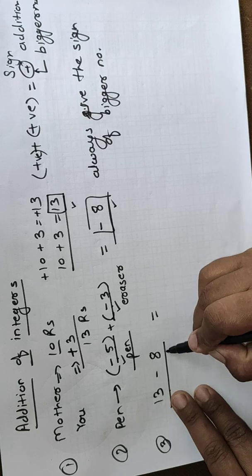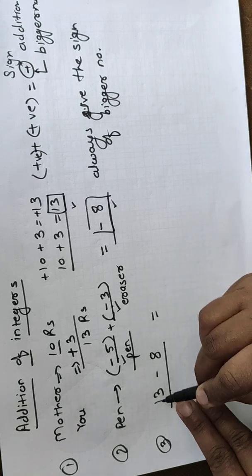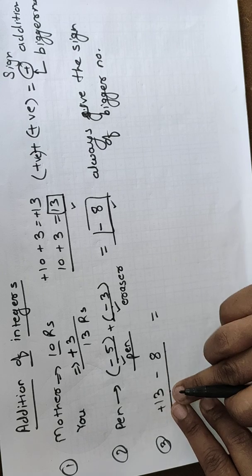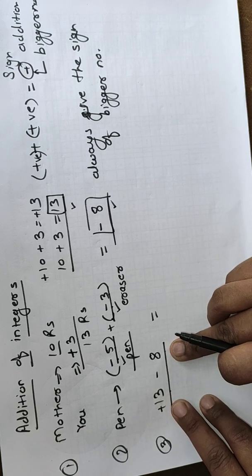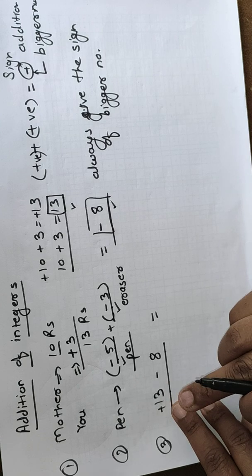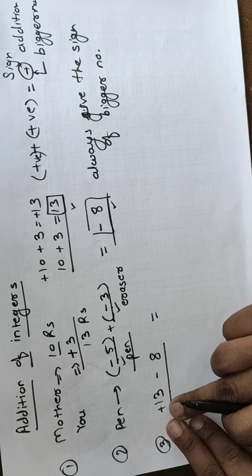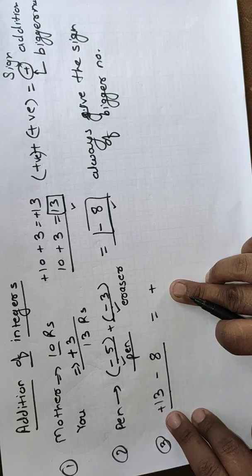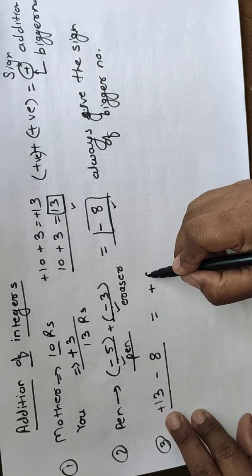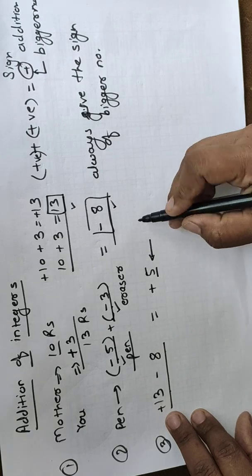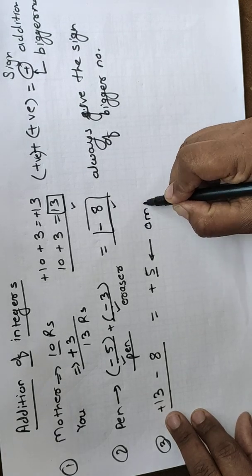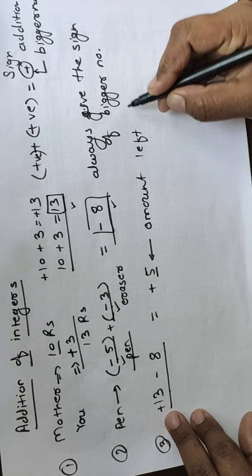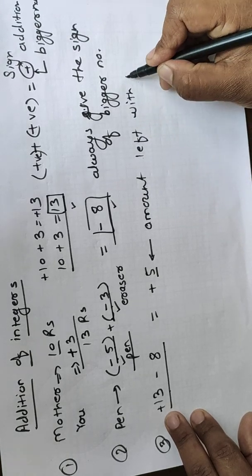So 13 and -8. Here this 13 has a plus sign and this 8 has a negative sign. So in this type of addition of integers, we have to give the sign of the bigger number. Which is the bigger number here? Plus 13, and 13's sign is plus, and 13 minus 8 is equal to 5 rupees. That is the amount left with you. Now how many rupees do you have? 5 rupees you have with you now.